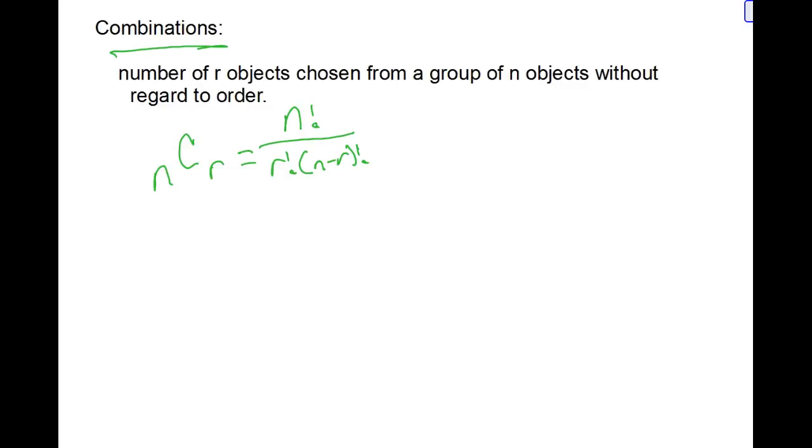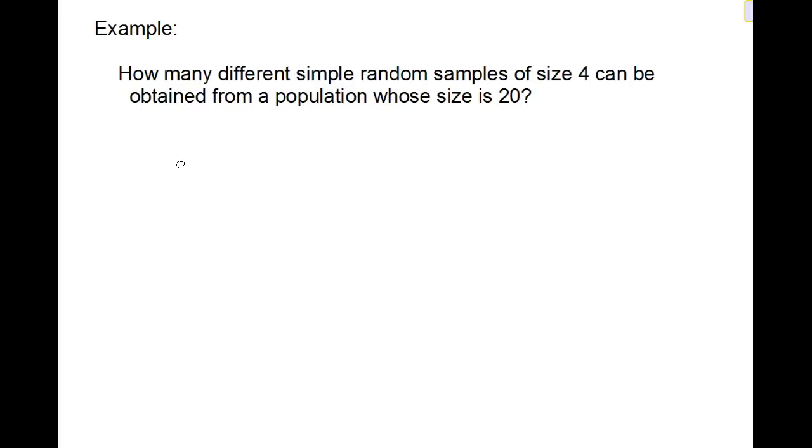So it's our total factorial divided by how many we're selecting factorial times the remainder factorial. And so remember that you have either those that you're putting in order or those that you're not putting in order. And so let's look at an example of this.